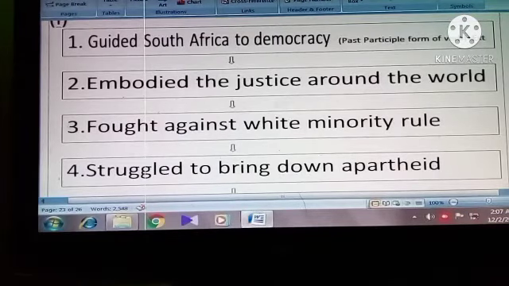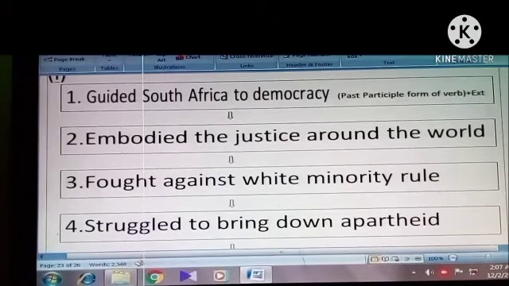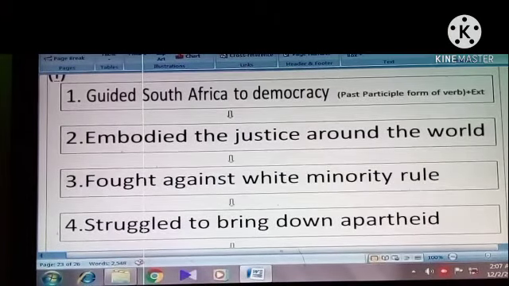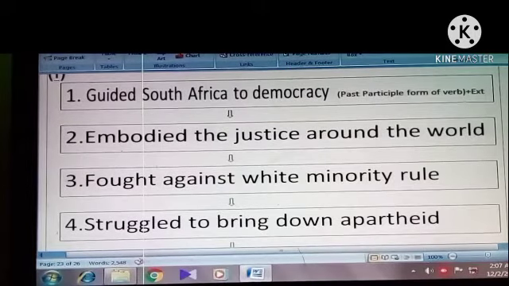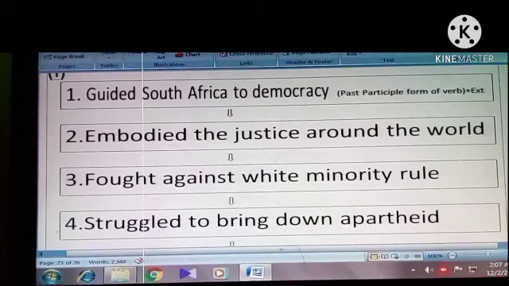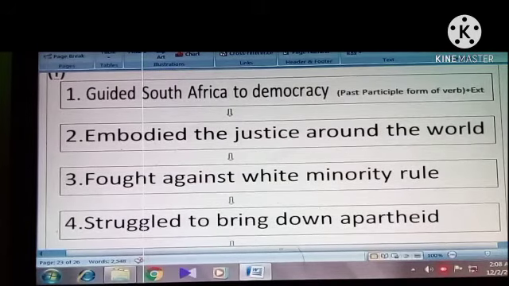So here is used the past participle form of the verb guided, then South Africa past. So we have to follow this in writing and answering the other boxes. And in number 2 we can write, or we can say, embodied the justice around the world.